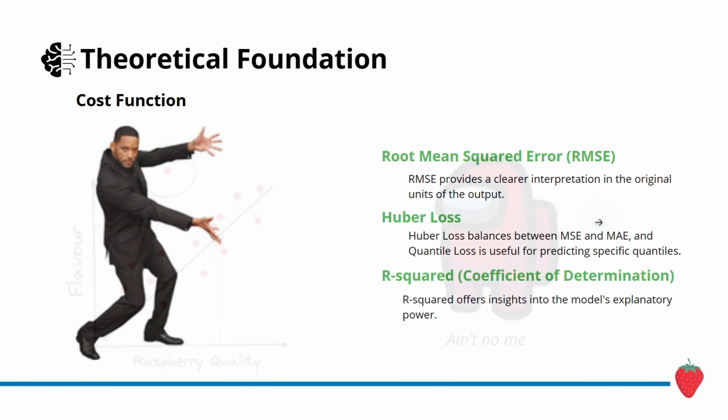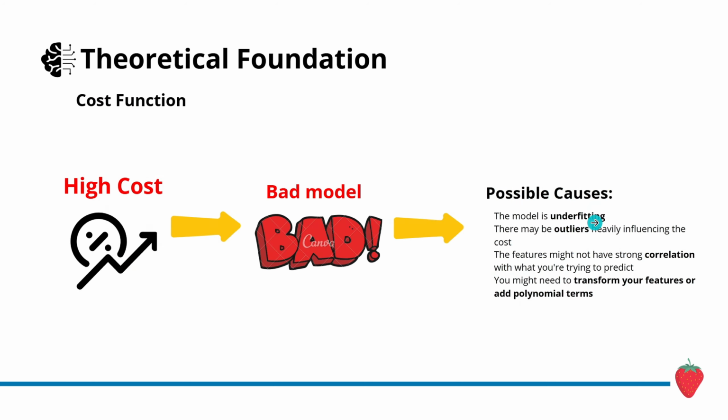Of course, there are others such as root mean squared error, Huber loss, R squared. I encourage you to see them. And for the sake of the video, we're not gonna go deep into them, to understand first what linear regression is. Now, let's talk about what information we take from the value coming from the cost function.